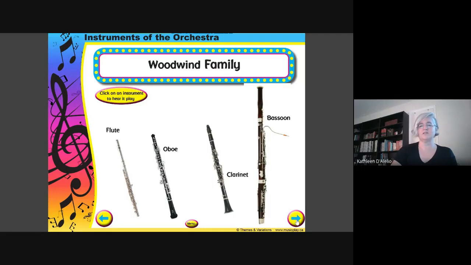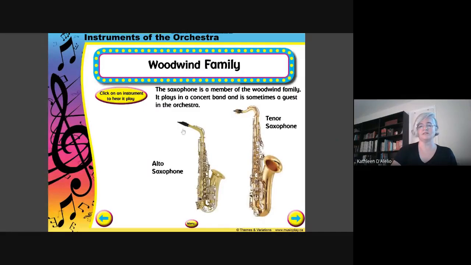Okay, let's go. There's another woodwind. There's a little piece of wood at the top of this saxophone that makes the sound. The little piece of wood is called a reed, and you blow into it, and that's why it's a woodwind. This is two different sizes of saxophone, the alto saxophone and the tenor saxophone. Which one is bigger? The tenor saxophone. So knowing the rules, which one should sound lower?